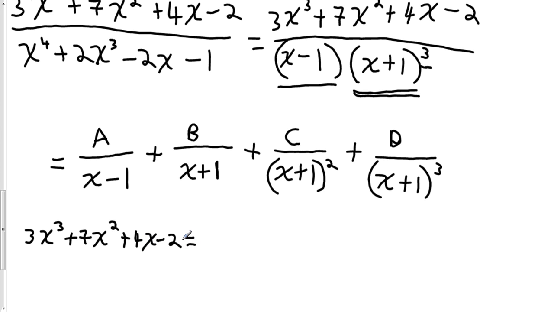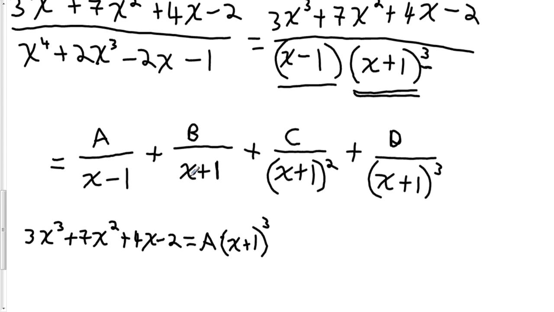And this is equal to now, well, let's clear the fractions on the right-hand side. When I multiply this by the LCD, remember the LCD is x minus 1 times x plus 1 to the third power. So when I multiply this first partial fraction by the LCD, what's going to happen is the factor of x minus 1 is going to cancel, and I'm going to have the three factors of x plus 1 left over to multiply by a. So that's going to result in a multiplied by x plus 1 to the third power.